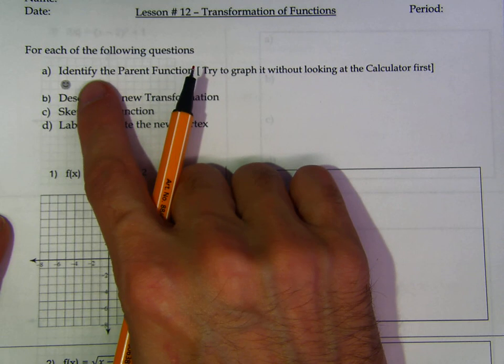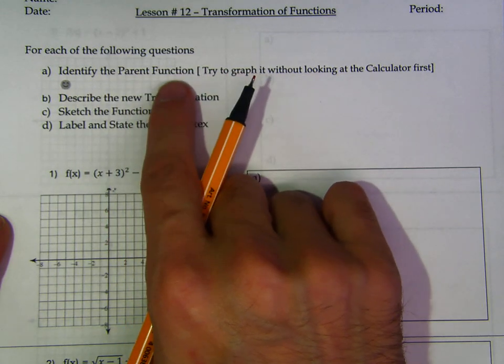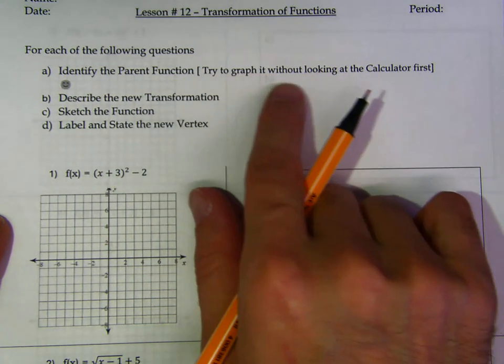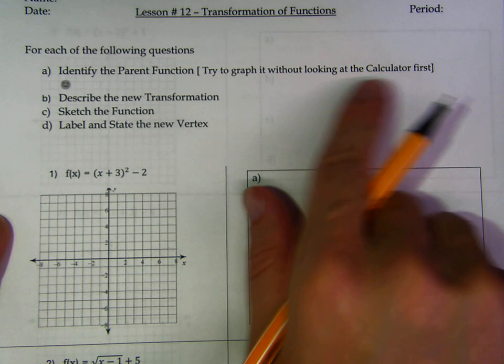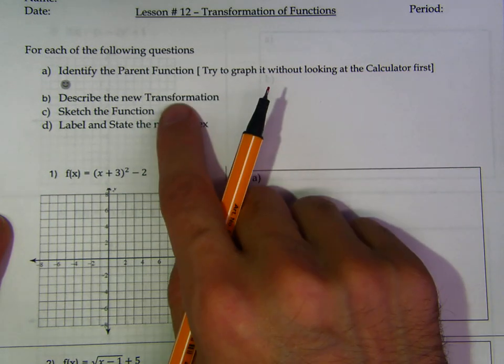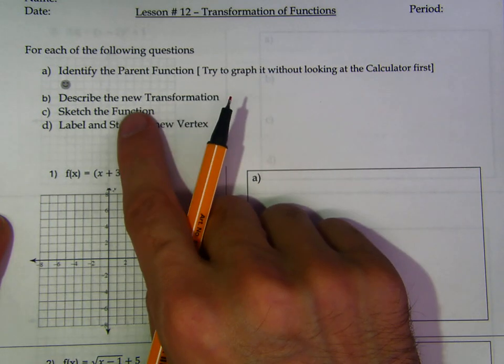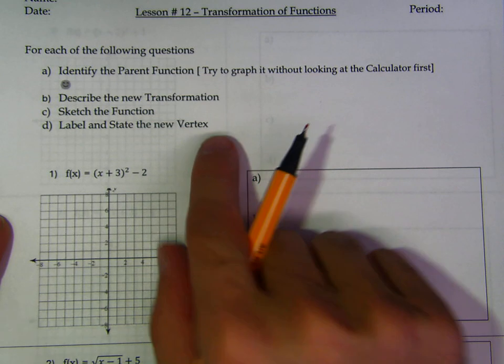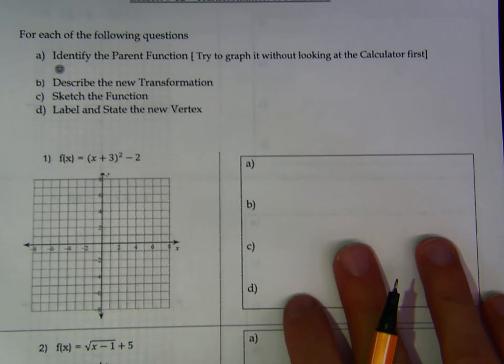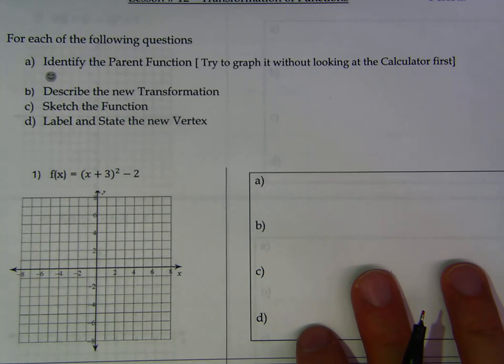So the first thing we want to do is identify the parent function, try to graph it without the calculator, describe the transformation, sketch the function, and label and state the new vertex. Let's take a look at the first example just to see what we're talking about.